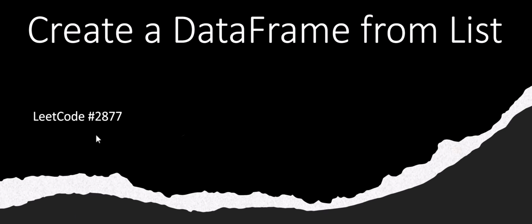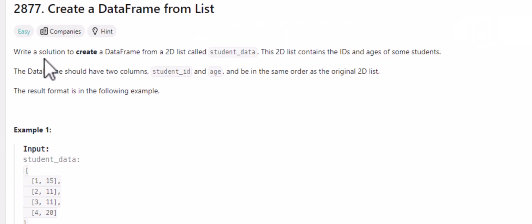Hello, today we're going to be doing LeetCode problem 2877, which is Create a DataFrame from List. This problem states: write a solution to create a DataFrame from a 2D list called student_data. This 2D list contains the IDs and ages of some students. The DataFrame should have two columns, student_id and age, and be in the same order as the original 2D list. The result format is in the following example.